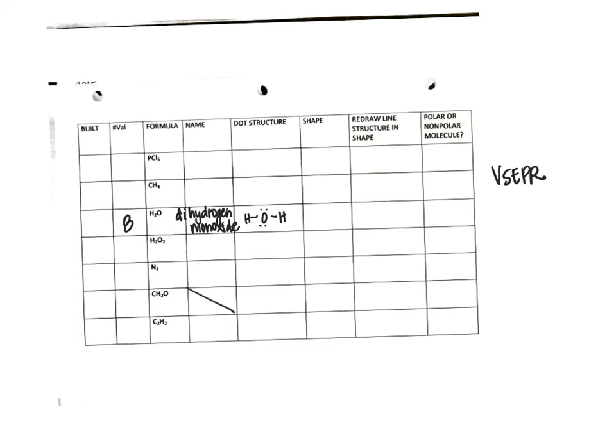When I'm looking at my VSEPR shape, oxygen is my central atom. It has 2 atoms directly bonded to it. Both are hydrogens. And then it has 2 unshared pairs or lone pairs. So when I look up on my VSEPR sheet, 2 atoms bonded to the central and 2 lone pairs, that shape is bent. And so when I redraw it, these 2 lone pairs are pushing these hydrogens. It's bending the molecule to push them away.